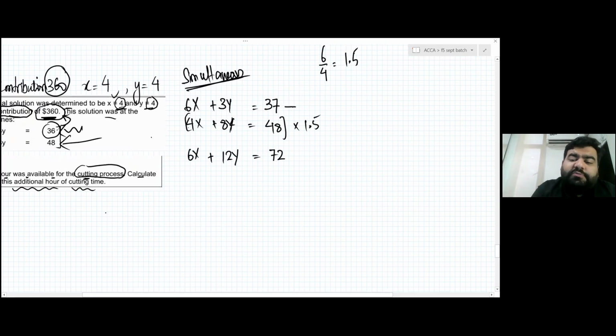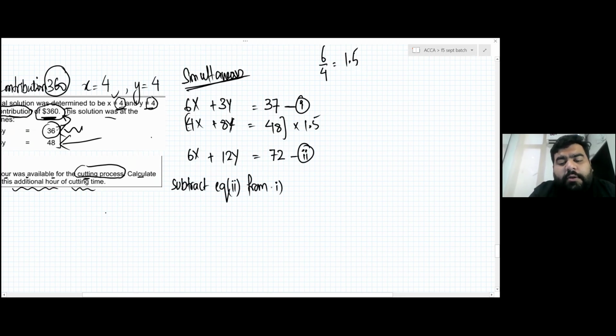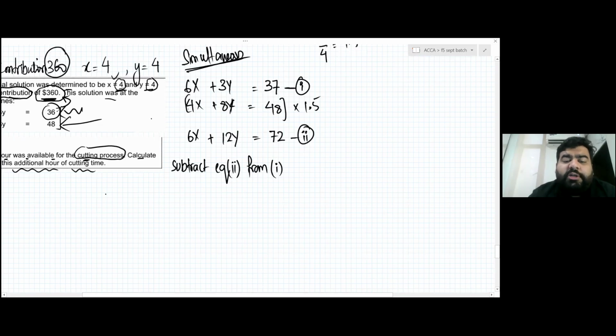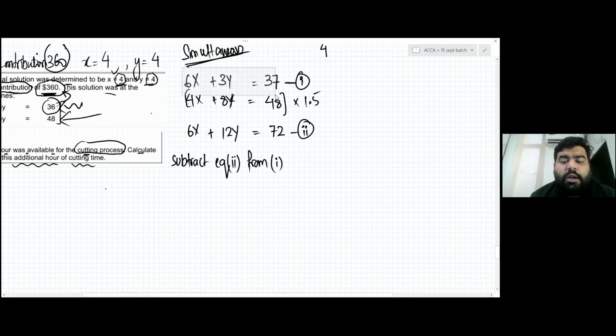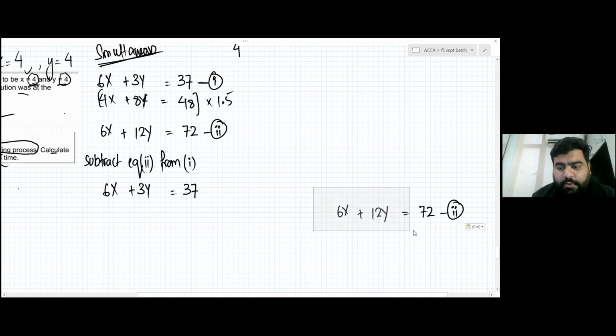Now you have two equations. One is this, and the second we have just calculated, so that you can calculate the number of units. Now what you will do is subtract equation 2 from equation 1. I'll take these equation 1 and equation 2 downward. This is equation 1 and this is equation 2. Wait, I'm taking this equation here.